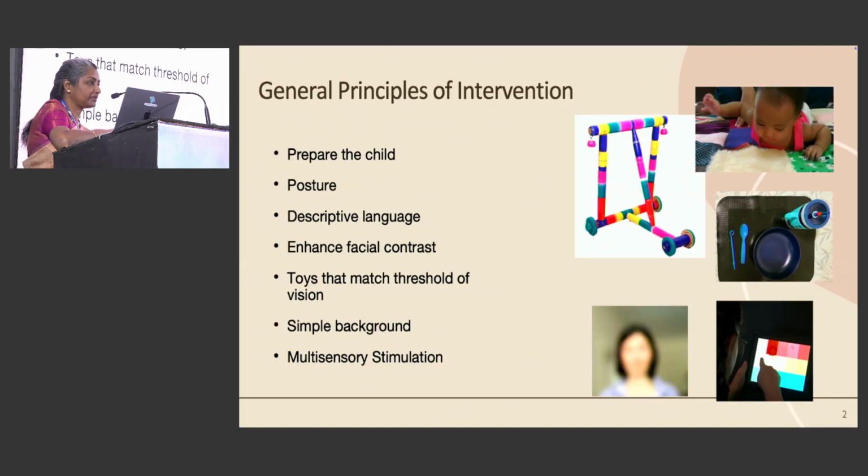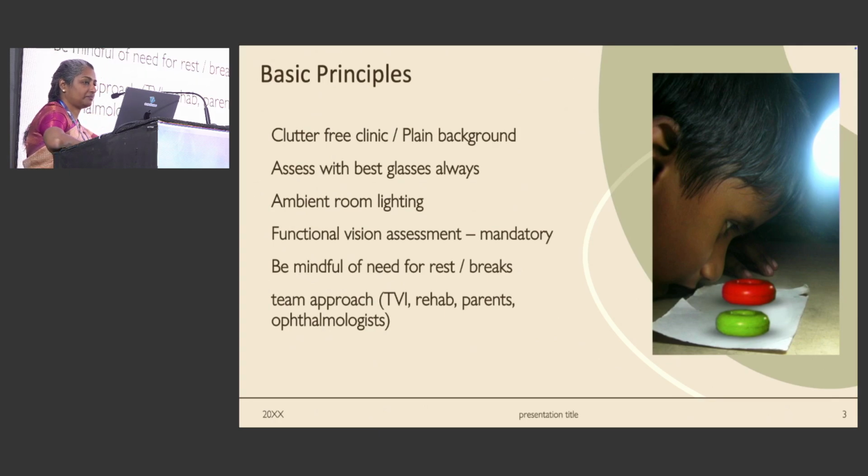Use a simple background as far as possible. When the child's vision is poor but the child is good in hearing or touch and other things, you have to rope in the other senses. Try to do multisensory stimulation. But sometimes that cannot be, as the child can get averse to hearing loud sounds also. So you need to do that on a case-to-case basis. So plain background, and another thing is the refraction.